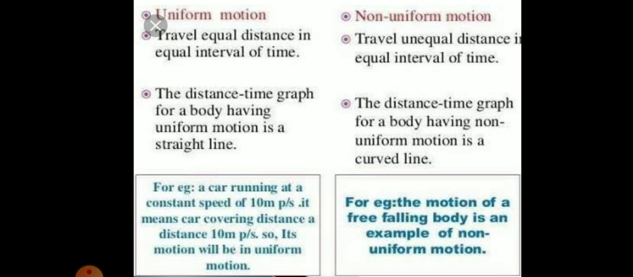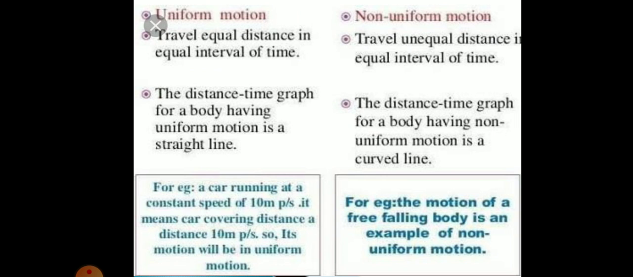non-uniform motion. If we consider the graph between distance and time for a body having uniform motion, that is a straight line. Whereas the distance-time graph for a body having non-uniform motion is curved. Examples are given: a car running at a constant speed of 10 meters per second. It means the car covers a distance of 10 meters per second. So its motion will be uniform motion.